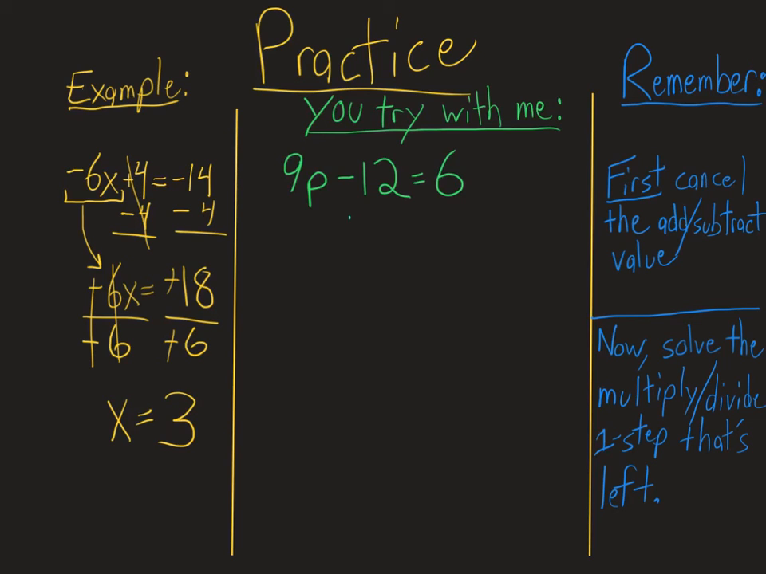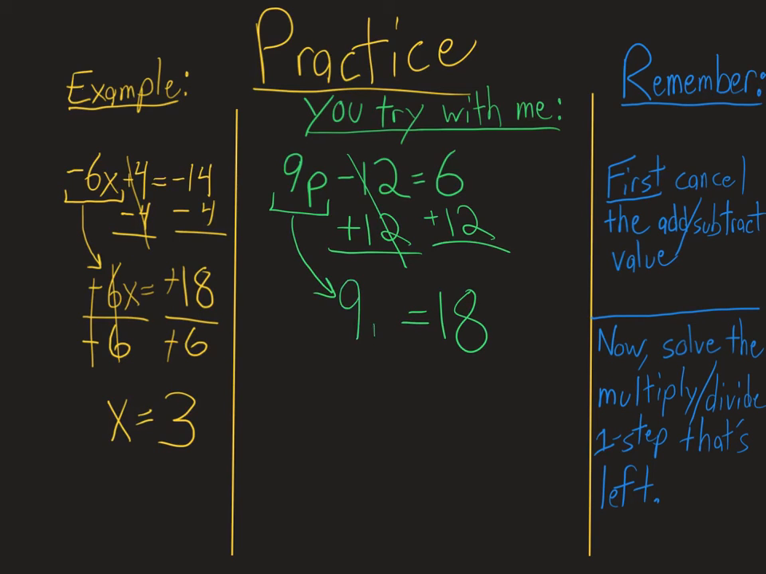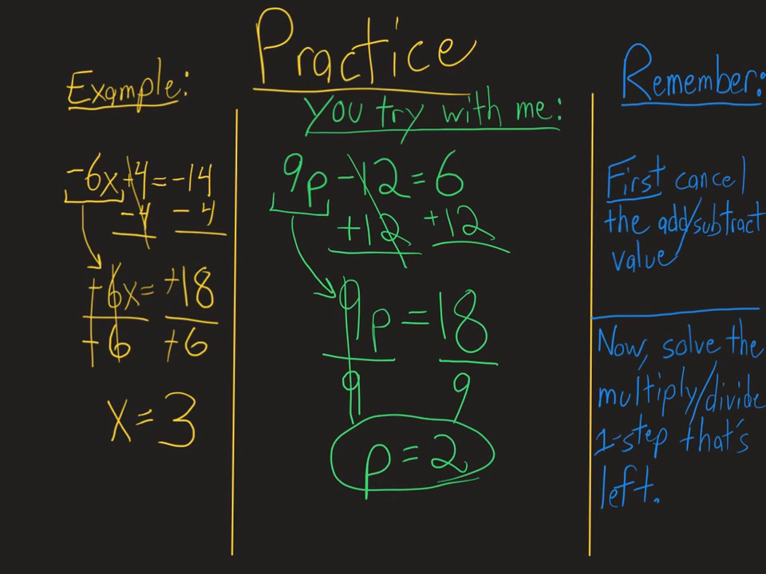Okay, let's jump in. First, you should have canceled that negative 12 with a positive 12. And then we'll do the same on both sides to keep it balanced. You end up with 18 on the right side. And we're going to bring down whatever we have left, which is 9p. Now we've got that multiply divide one step. It's multiplication, so I'm going to use division to cancel it. And I'm going to do the same on both sides, which means you should have ended up with 2. If you did, good job.